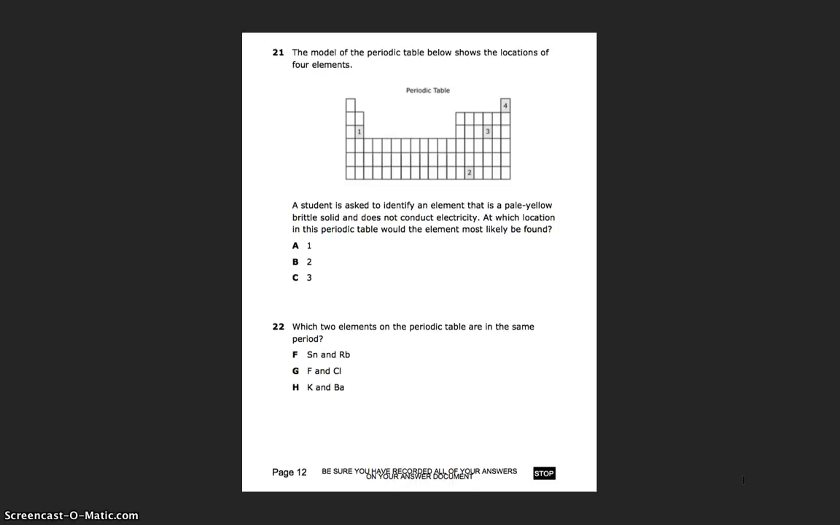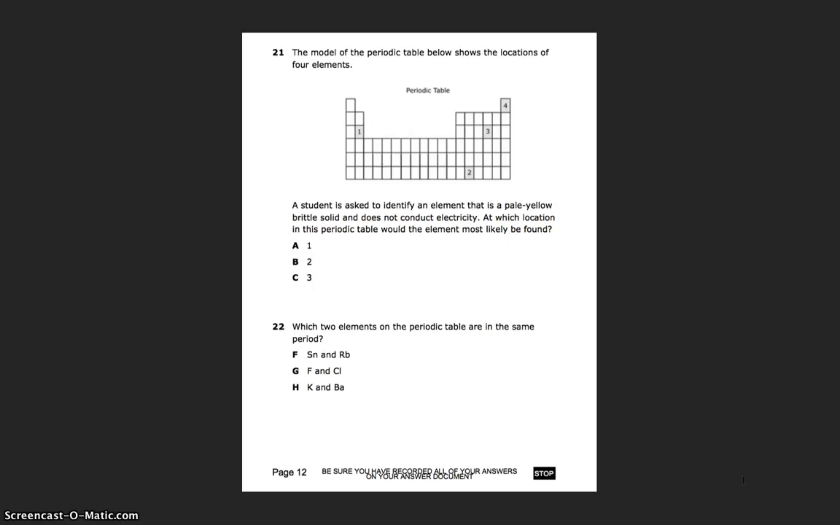Number 21. The model of the periodic table below shows the locations of 4 elements. A student is asked to identify an element that is a pale yellow, brittle solid, and does not conduct electricity. At which location in this periodic table would the element most likely be found? A. 1, B. 2, C. 3.